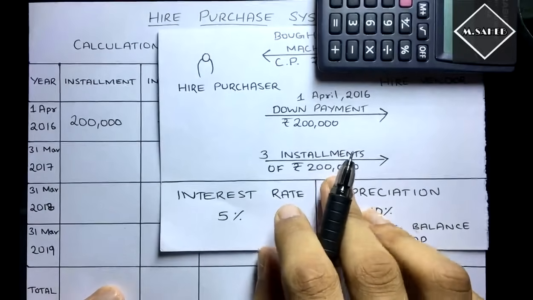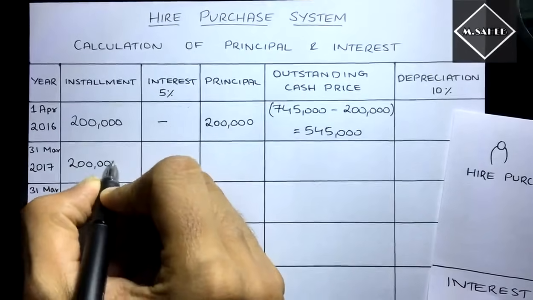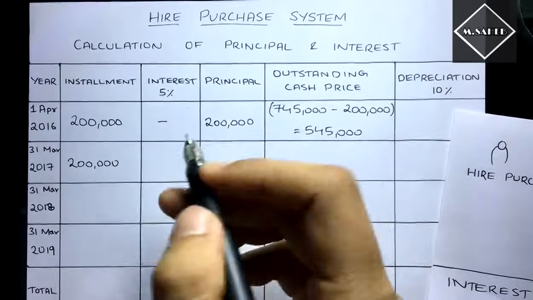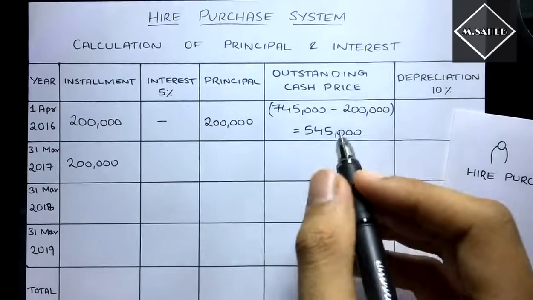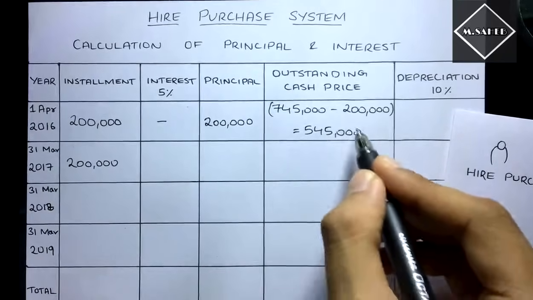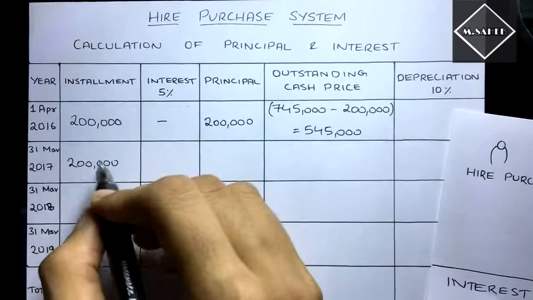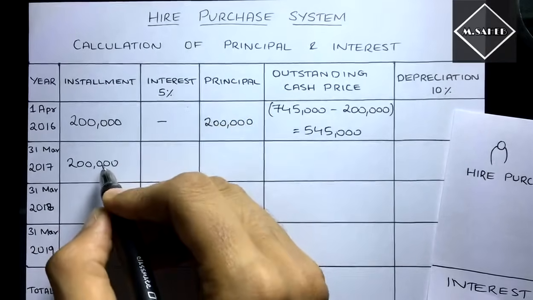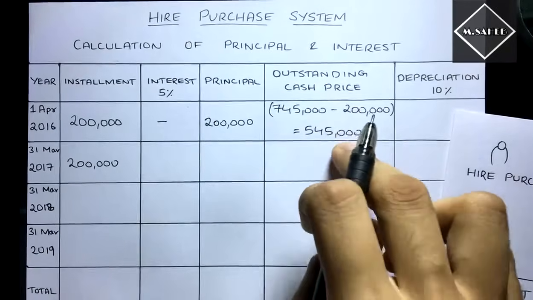So we have to take that installment of 2 lakh. Now there would be interest, as a year has passed. So how to calculate the interest? Interest will always be calculated on the outstanding cash price. How much is outstanding? On that you have to calculate the interest. Most students make this mistake: they directly calculate 5% on 2 lakh. No, you don't have to do that. You have to calculate the interest on this amount.